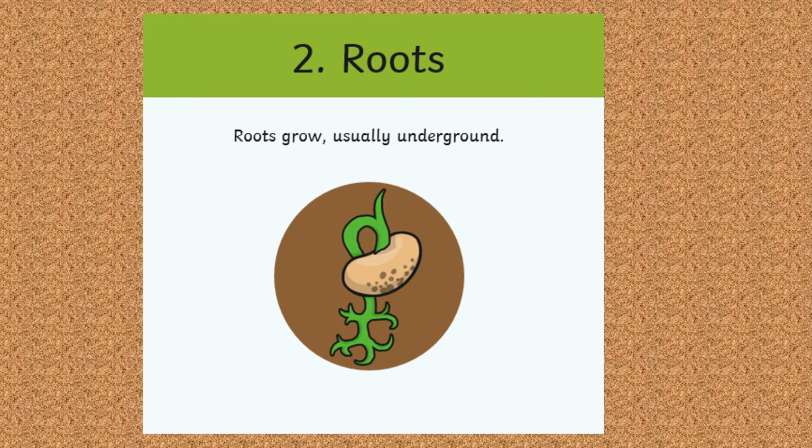Right, the roots. The roots usually grow underground. That's because they are naturally geotropic. Geo meaning the ground, and that means the roots always head down towards the ground. You can plant a seed upside down and the roots will still come out first and start to grow down towards the ground.